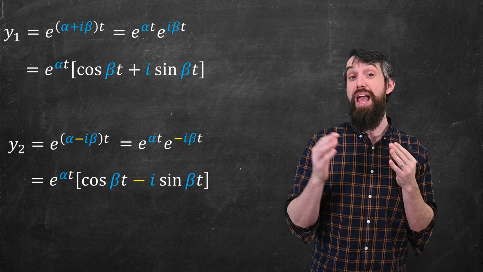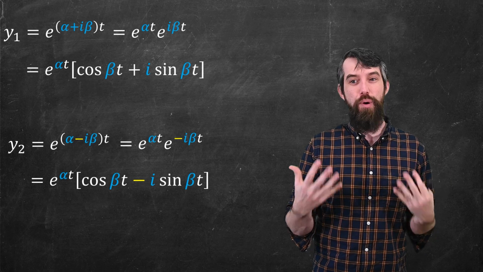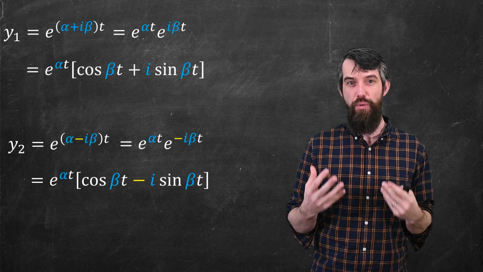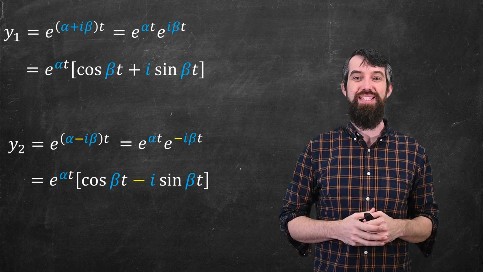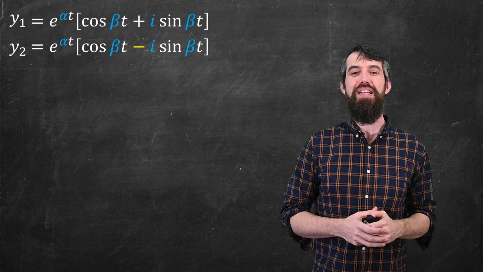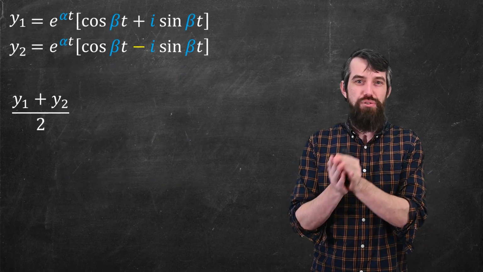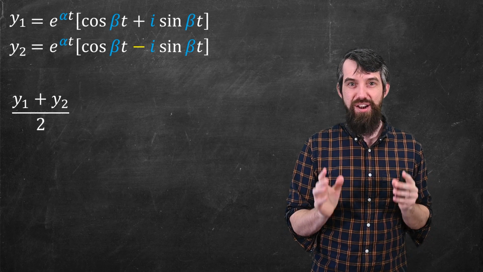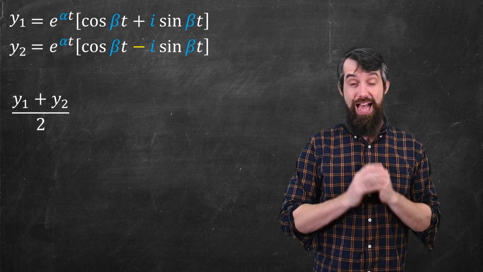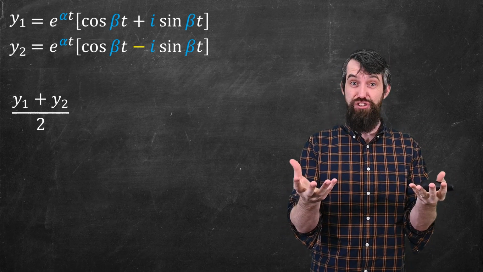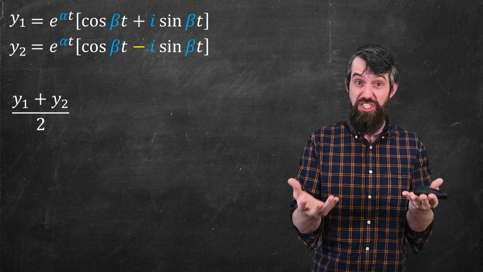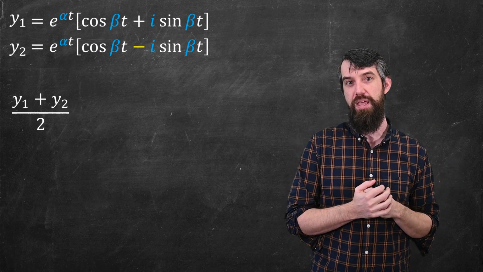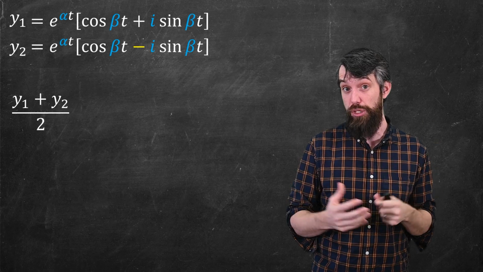Okay, so I got my y1 and my y2, but they are still both complex. I mean, there's i's involved in both of them. So here's the real trick. Let me simplify just a little bit. Let me consider y1 plus y2 divided by 2. Well, the first thing I'm going to note is this has to be a solution, because if you have a solution, any linear combination of solutions is a solution as well. That's part of our theory. So this linear combination of solutions is a solution.